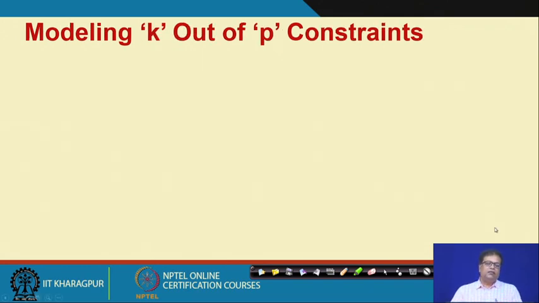Now, to generalize this, we can have another type of problem which we may call modeling k out of p constraints.